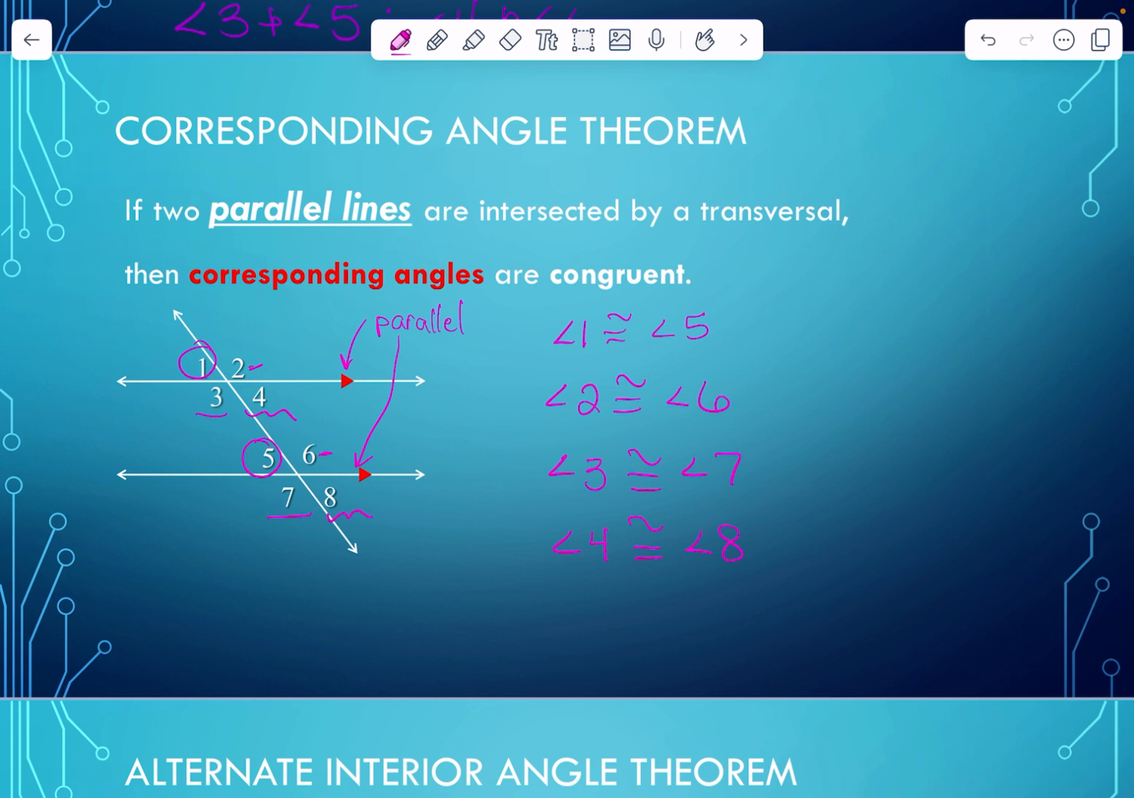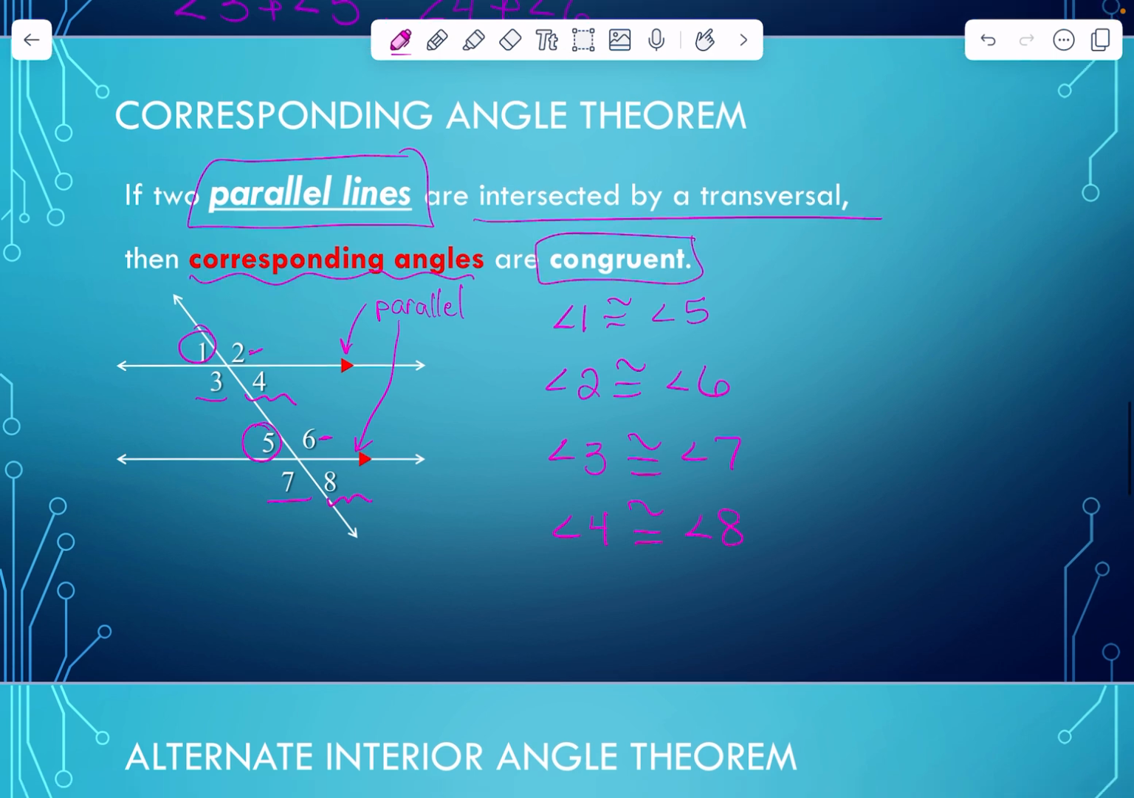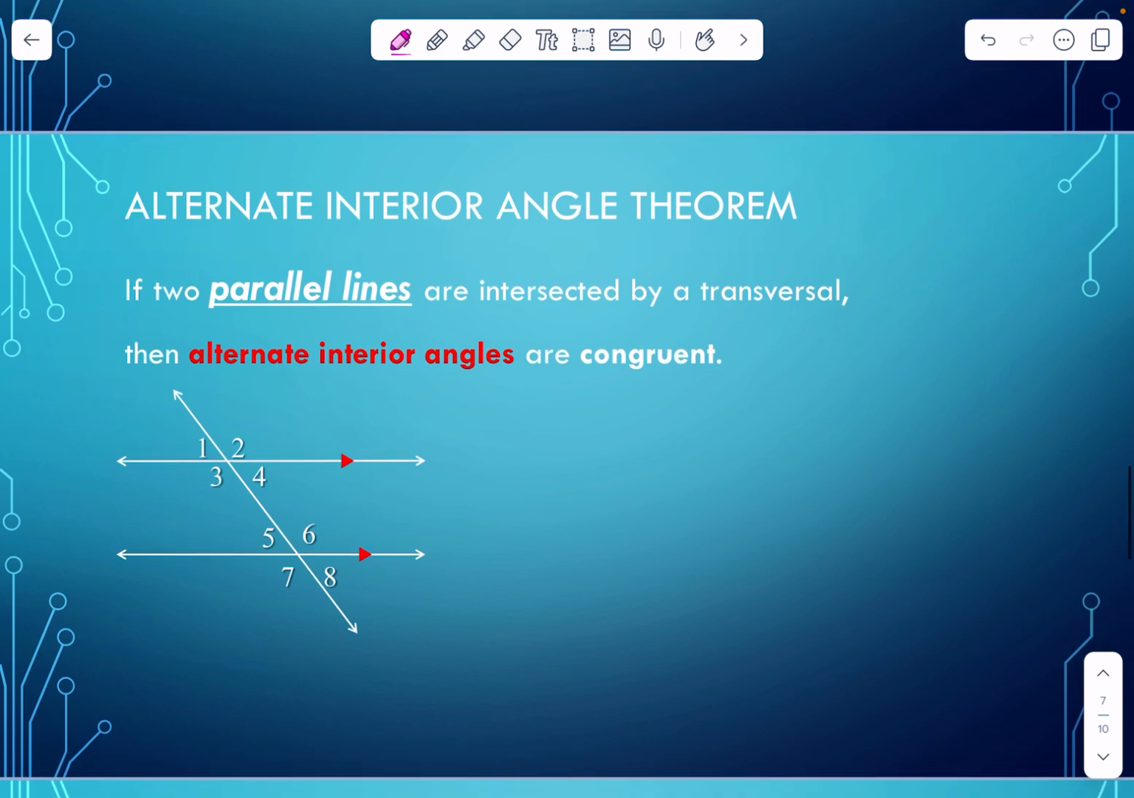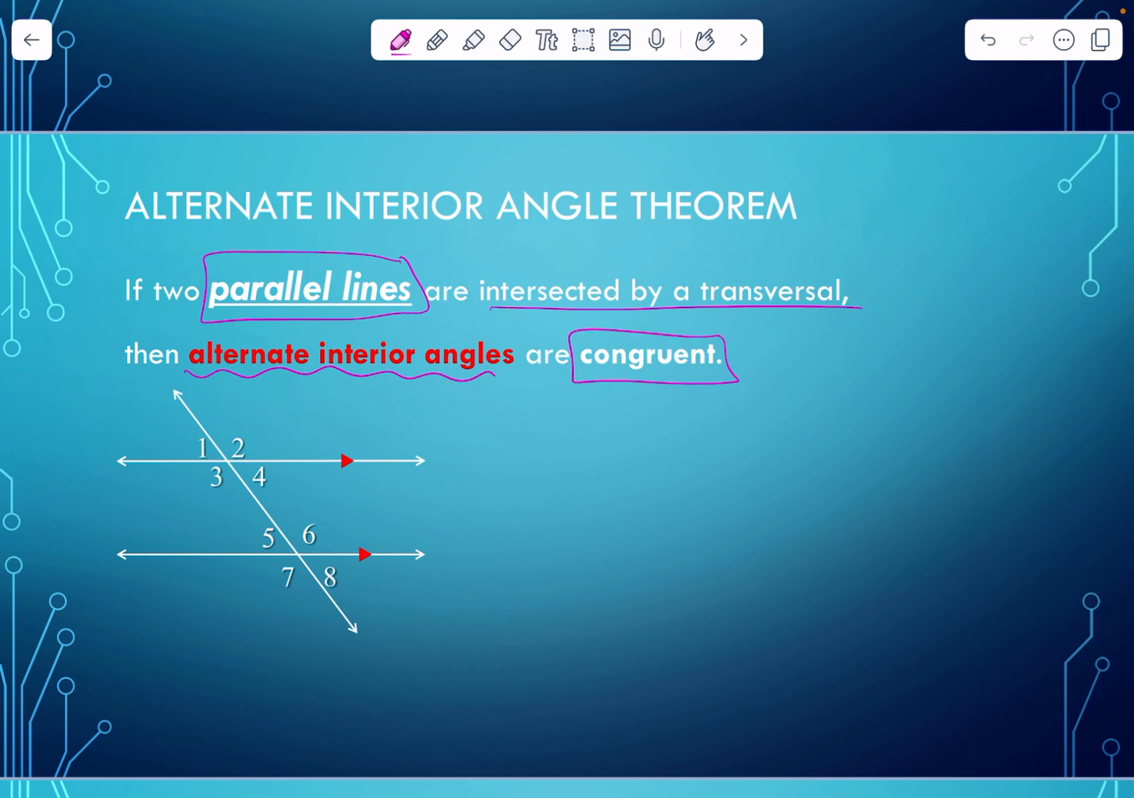Okay, so based off this line, they have to have parallel lines intersected by a transversal, then the corresponding angles are going to be congruent. Okay, the next one, we have the alternate interior angle theorem. Again, it says if two parallel lines are intersected by the transversal, then the alternate interior angles are congruent.